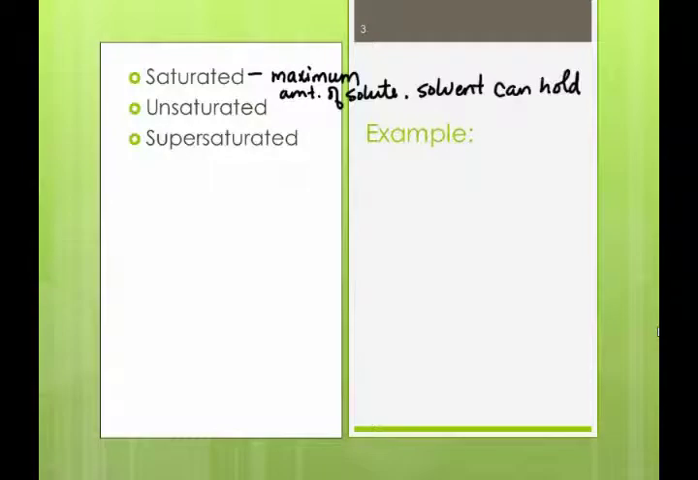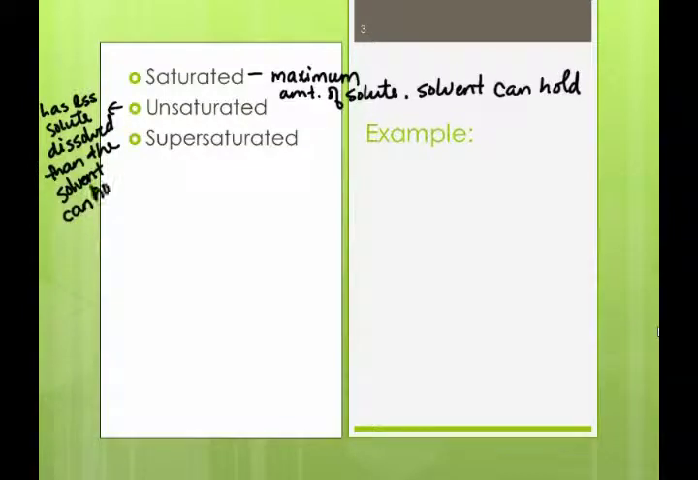An unsaturated solution has less solute dissolved than the solvent can hold. So we're kind of talking about capacity of a solvent to dissolve the solute. And saturated is sort of the capacity, and unsaturated means it hasn't reached its capacity yet.